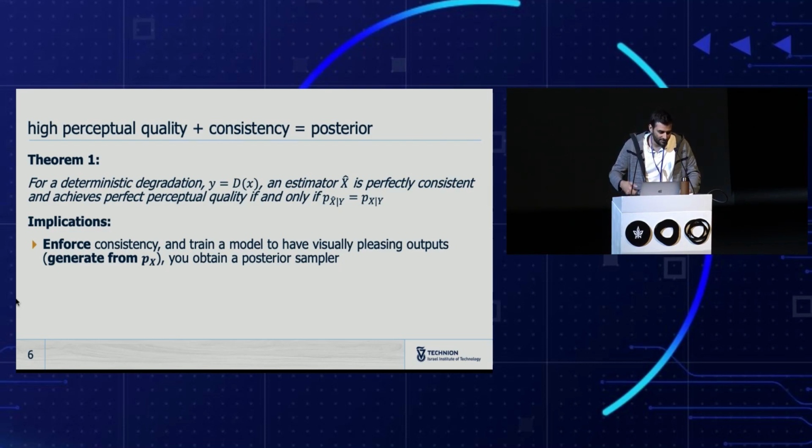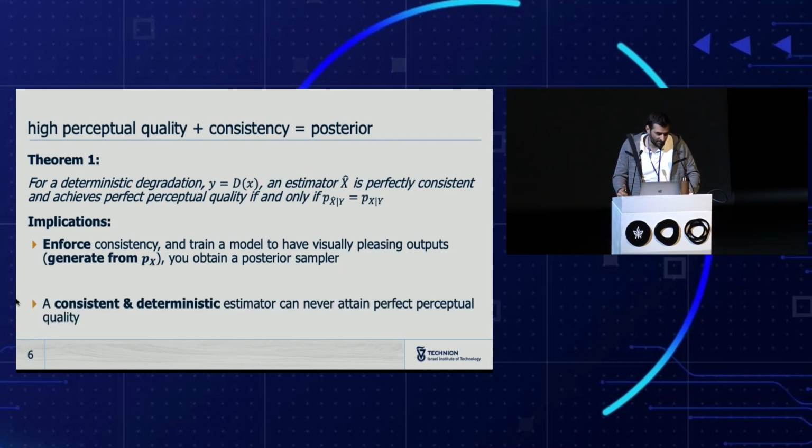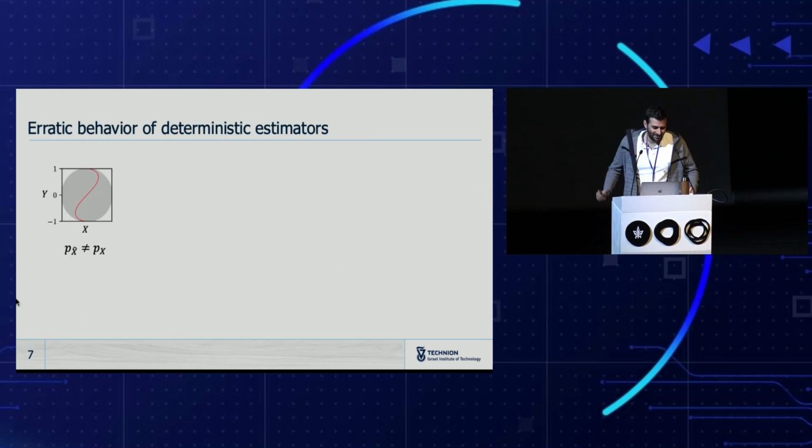Then you must have a stochastic estimator to solve this task. You cannot use a deterministic and consistent estimator. And this should really be puzzling to those of you in the audience that are familiar with the literature of inverse problems, since we have a bunch of algorithms that are perfectly consistent, are deterministic, and on the other hand, attain perfect perceptual quality. So it's kind of a weird result. So either these algorithms are not consistent, which is possible, or on the other hand, maybe they are cheating. Okay, so let's see why.